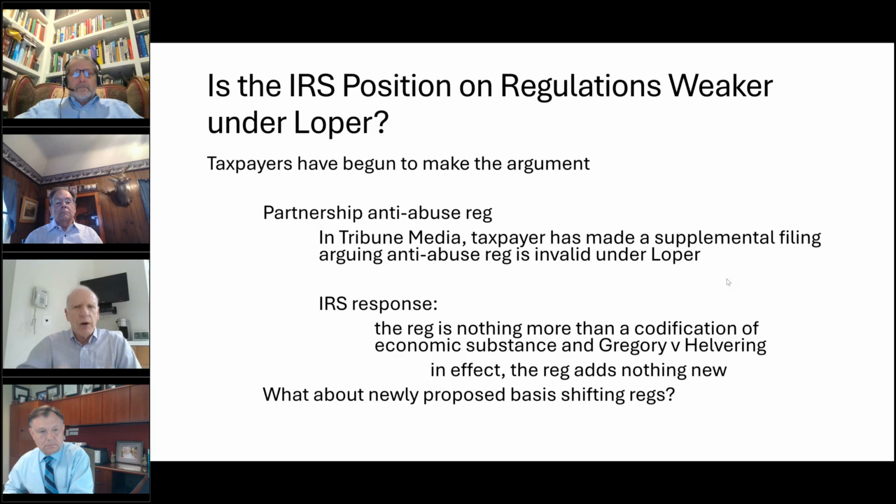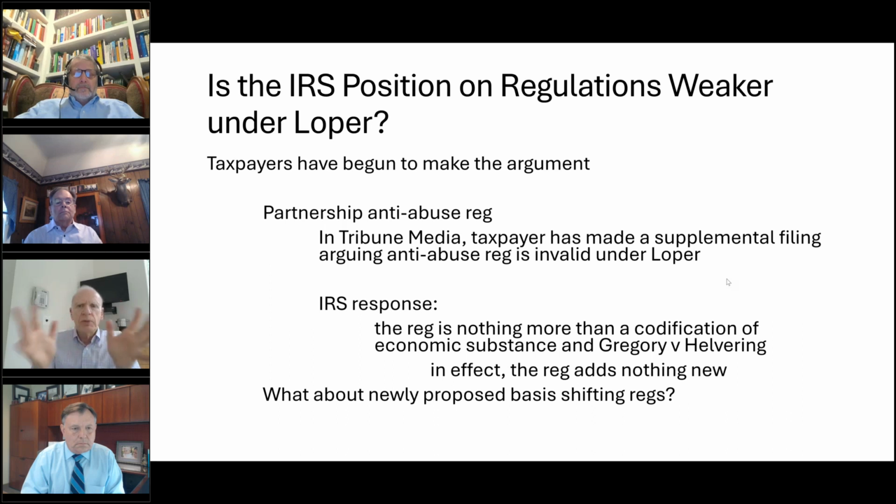The taxpayer is now arguing that the anti-abuse partnership reg, which is, I think, an important reg, right? Certainly from the IRS's perspective, is invalid because under Loper, we have to apply Skidmore. And there was no contemporaneousness, and I don't remember if they're making a lack of consistency argument, but the bottom line is they're saying this is way off base. This is not an interpretation of the statute that deserves any deference under Skidmore.